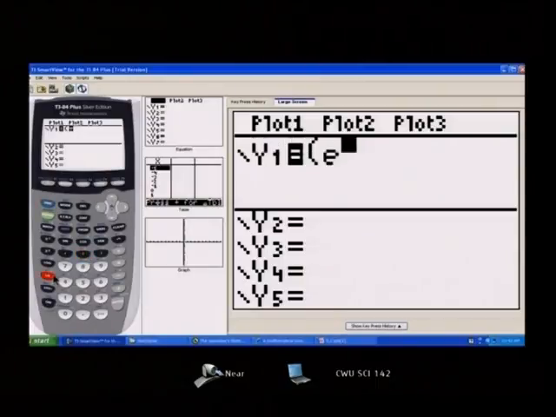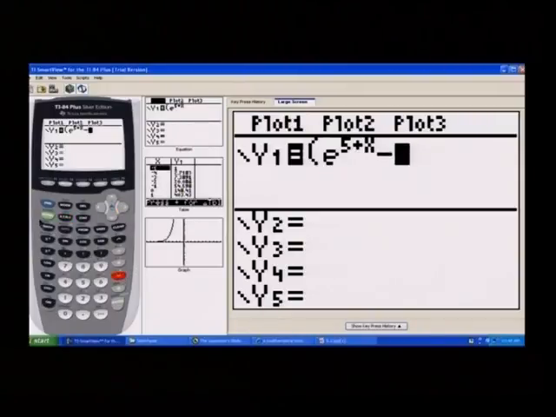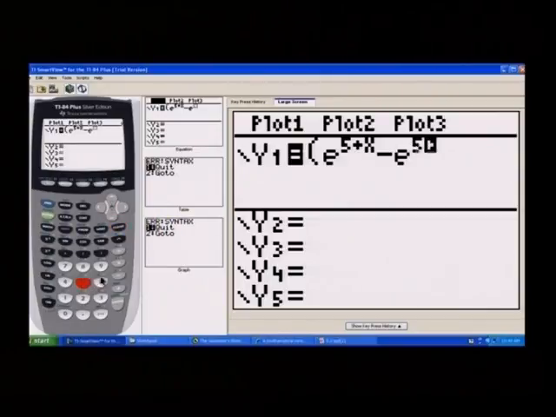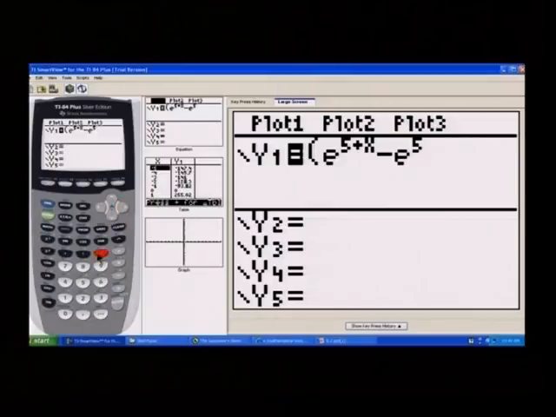e to the 5 plus x, minus e to the 5, divided by x. Oops, and where I want to put x, e to the 5. There we go. And let's take a look.